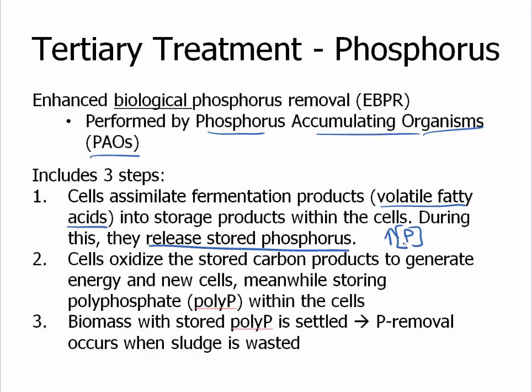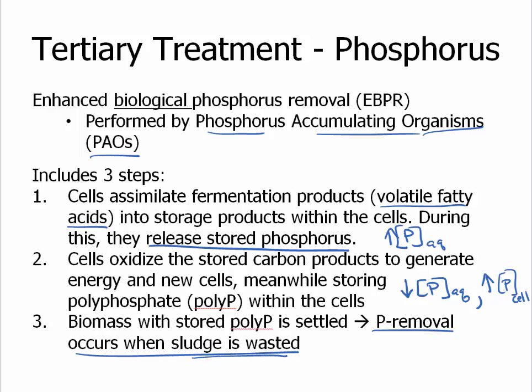In the second step, the cells metabolize that stored carbon, and as they do that, they take up phosphorus as polyphosphate. So in this step, the phosphorus concentration in the water decreases. That phosphorus is taken up, the cellular concentration increases. And when the biomass is wasted, the stored polyphosphorus in the biomass is removed. So P removal occurs when sludge is wasted.